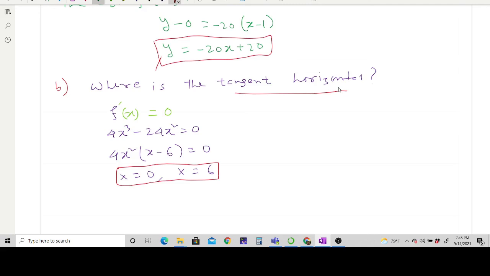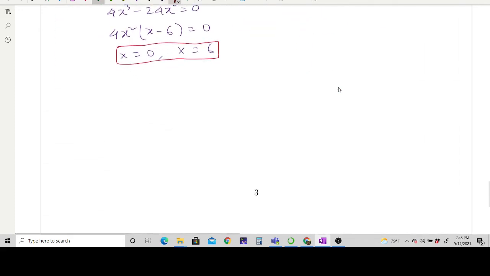Okay, then write the equation of the horizontal tangent. The last part of this question is to write the equation of the horizontal tangent line. So we have 2 points where the tangent is horizontal.